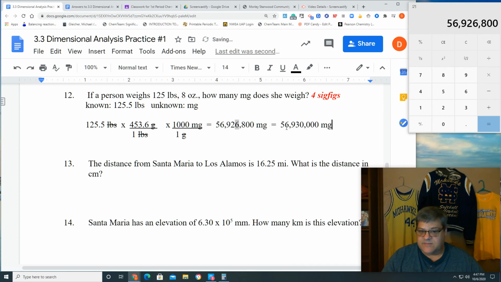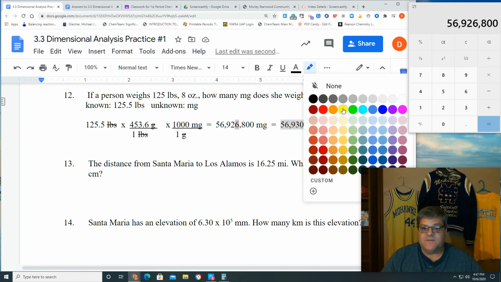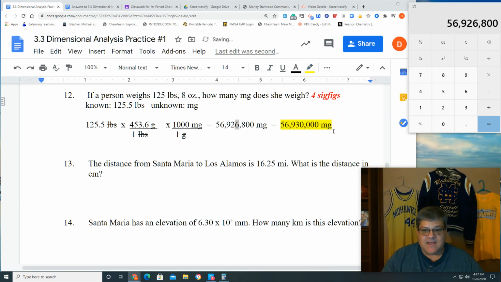I could write that in scientific notation. It would be 5.693 times 10 to the 7th milligrams. But this is good with me. I'll make sure that we highlight it. Either way would be fine, because I don't have to have it in scientific notation in order to have the correct number of significant figures. So there's question number 12.